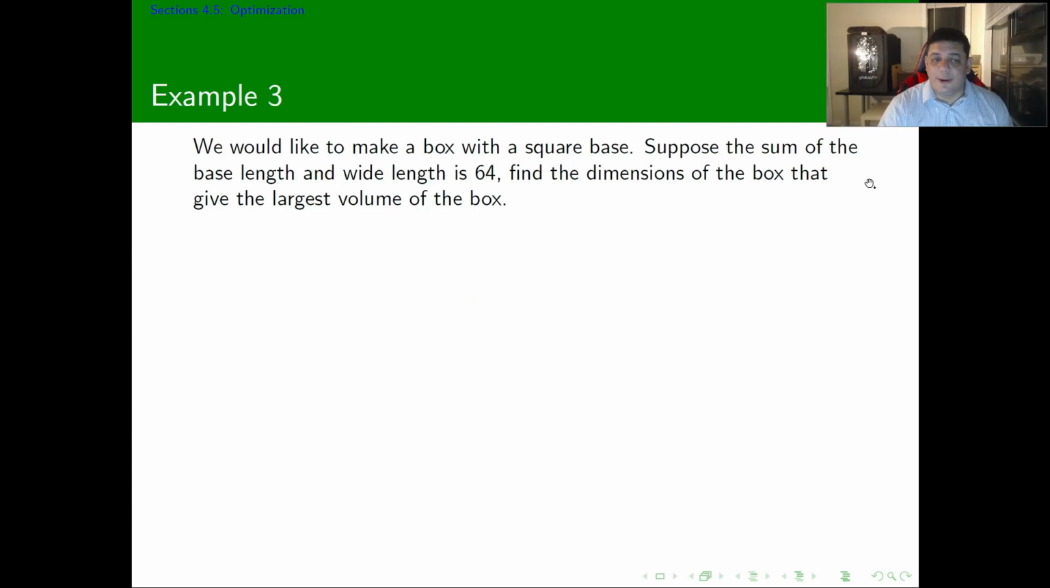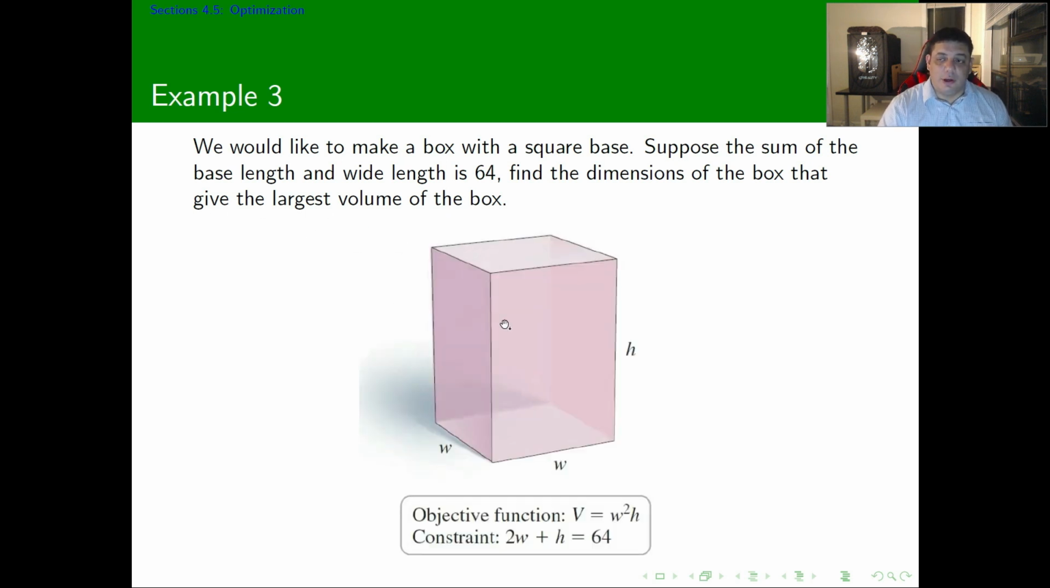Now let's go for another example of this. We'd like to make a box with a square base. Notice a square, that's the same dimension. And suppose the sum of the base length and width is 64. So we want to find the dimensions of the box that give the largest volume. So always important to make a picture. Notice we have a square box with base of side W and W, and we have height H.